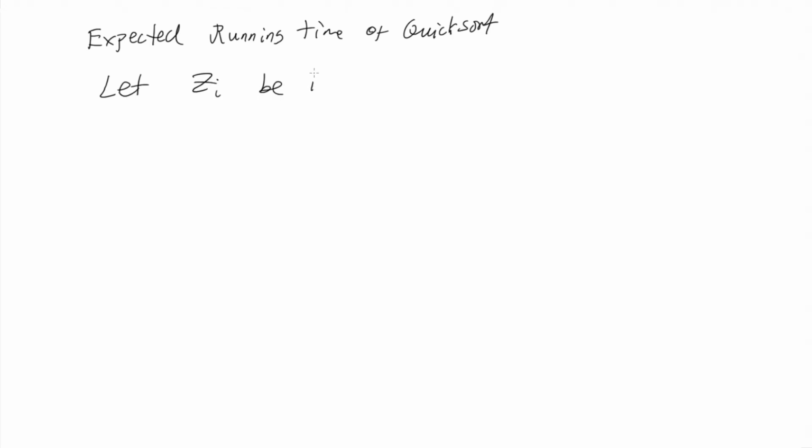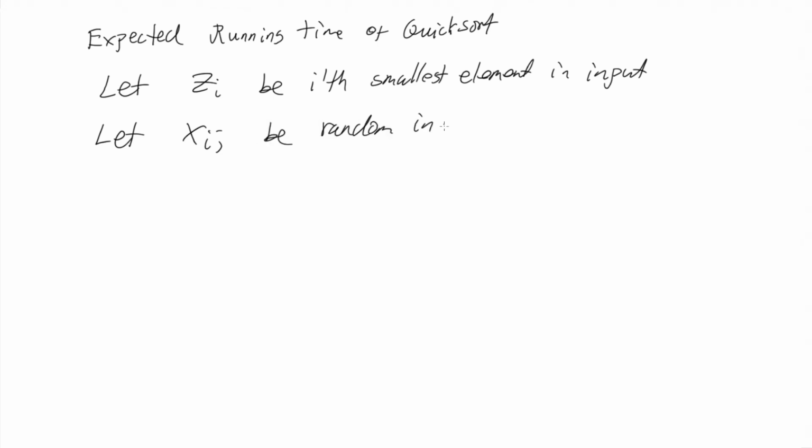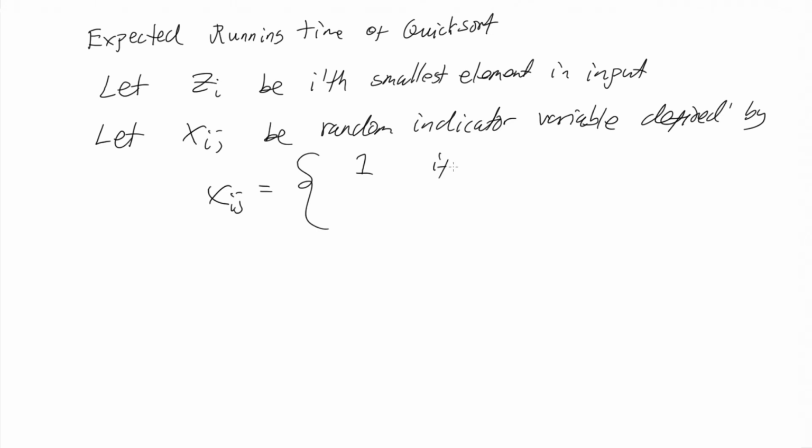So in order to analyze the expected running time of quicksort, we need some notation. We let z_i be the ith smallest element in the input, and we let X_ij be the random indicator variable defined by X_ij equal to 1 if z_i and z_j were compared, and 0 otherwise.